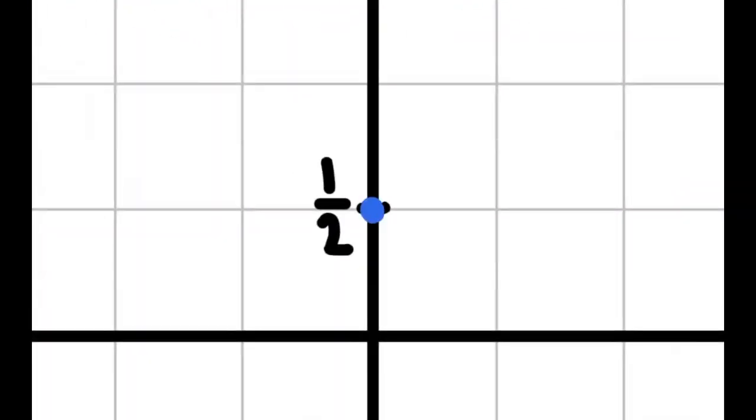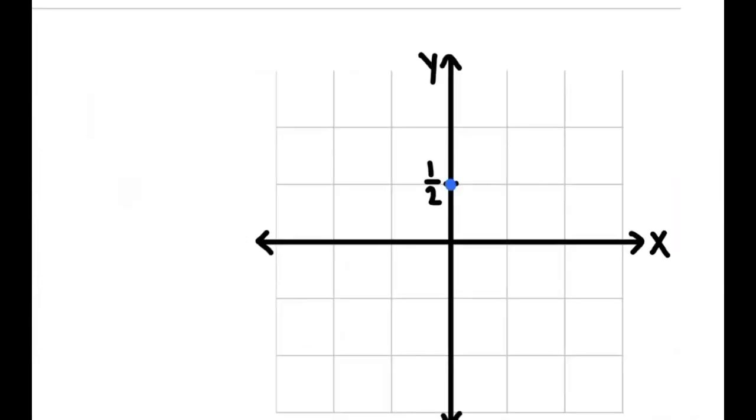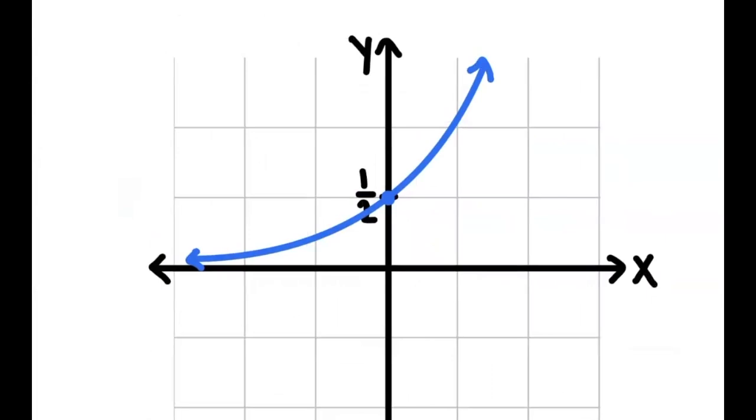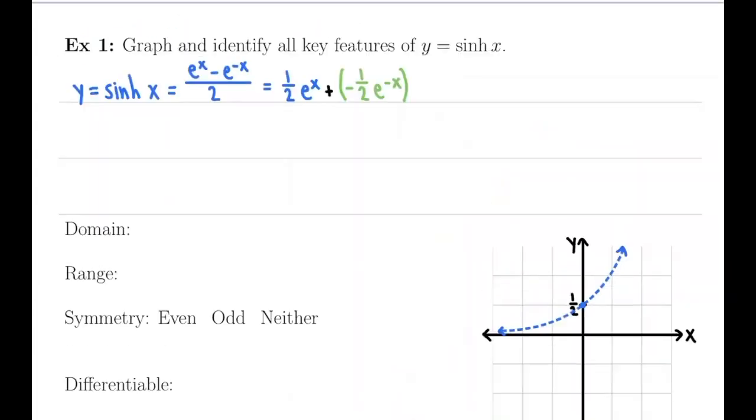So that's 1 point. And I'm actually not going to plug in more numbers because I know what e to the x looks like. It's an increasing exponential function. And like random guy said, the x-axis is the horizontal asymptote, so it's going to approach that. So it's going to look like this. All right. And I'm going to graph it using dashed lines because it's not the final graph. We're just going to use it to graph sinh.